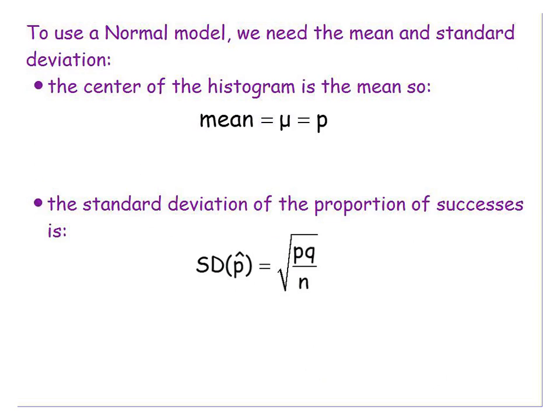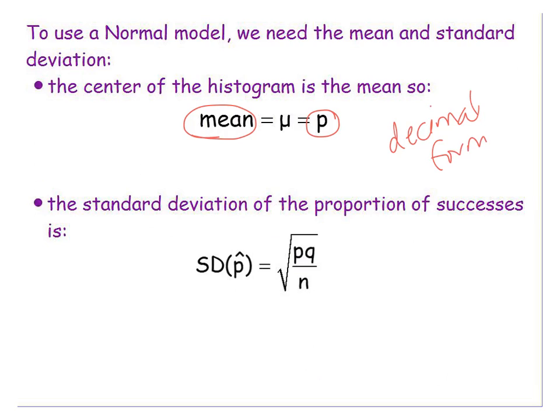So to use our normal model, we need some information. So the first thing we need is to know the mean. The mean of your histogram will always be your P in decimal form. Okay, make a little note here if you need to. Decimal form.